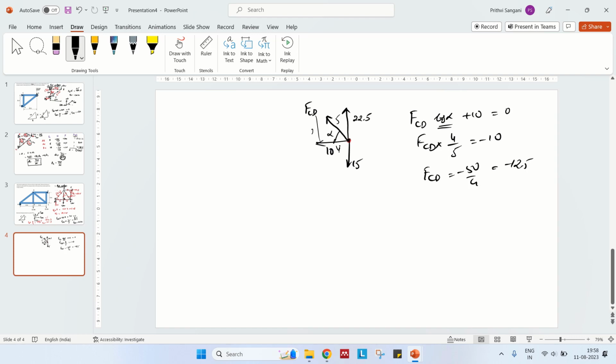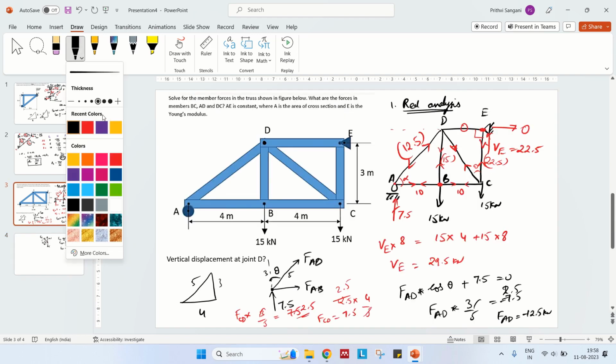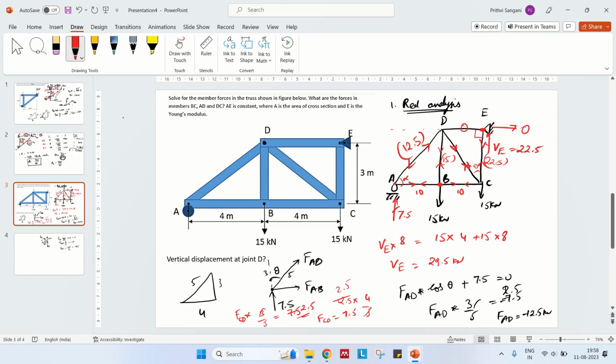This thing is in compression, 12.5. So we are done with the real analysis.